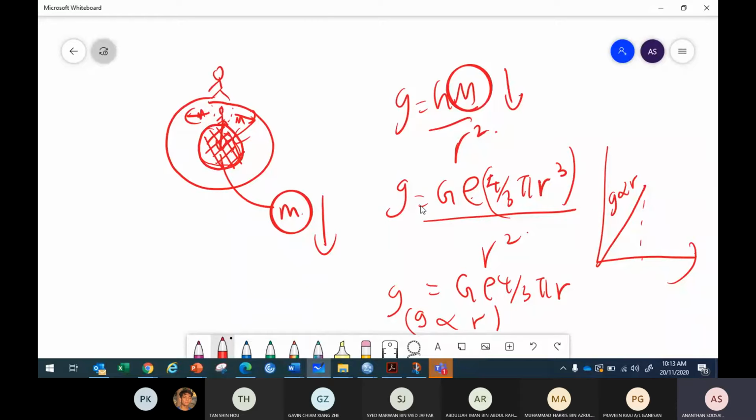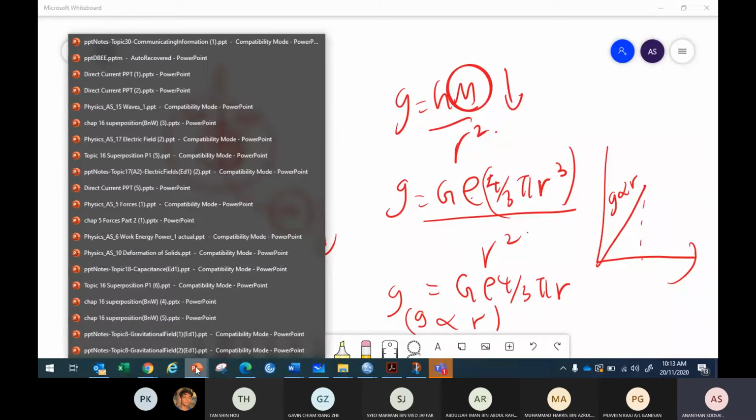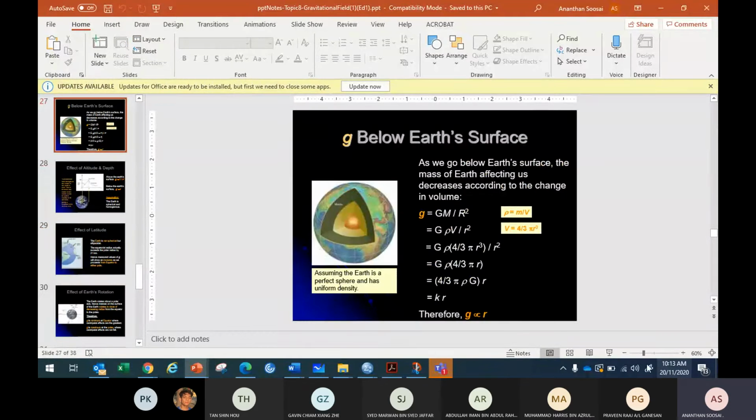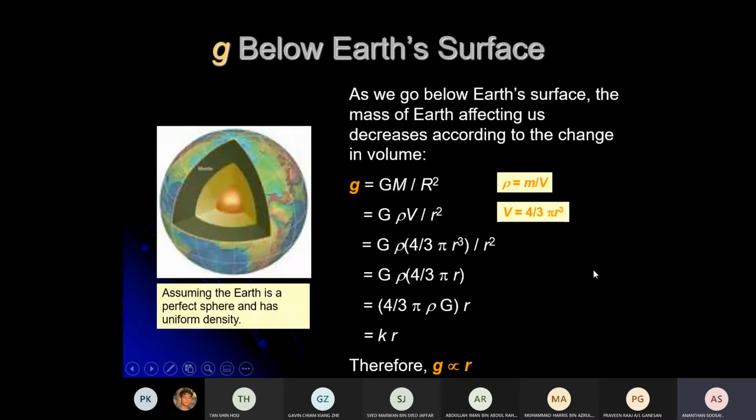Any questions from here? This is what the slide explains, you can check the PowerPoint here. As we go below the Earth's surface, the mass of the Earth affecting us decreases according to the change in volume. So GM over R squared, where M is rho times volume, and volume is 4 over 3 pi R cubed. Then we found this equation, and therefore G is proportional to R.